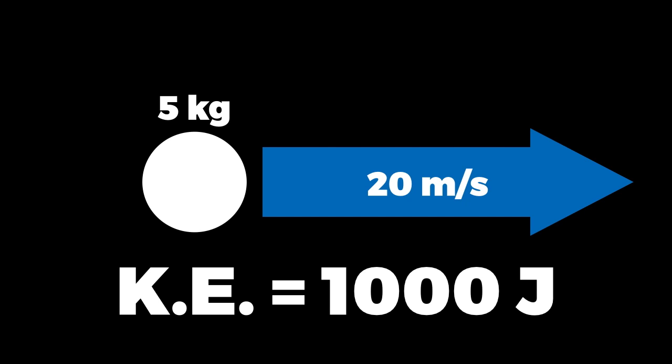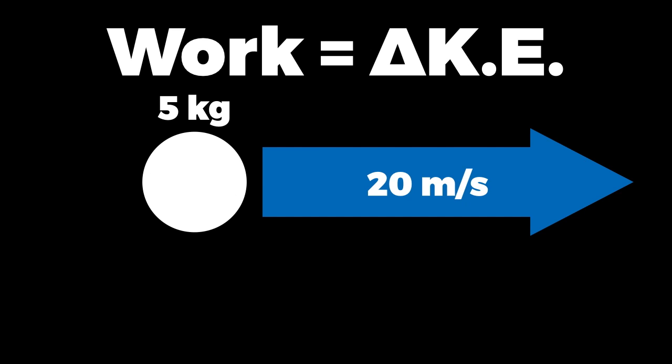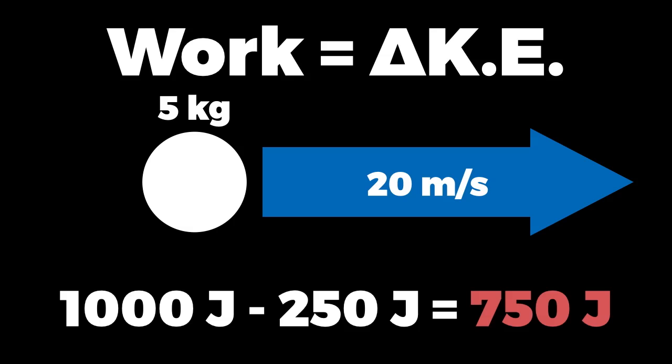Once again, using the formula KE equals 1/2 mv squared, we can calculate the new kinetic energy of the object, which is 1,000 joules. Now remember we said earlier that work is equal to the change in gravitational potential energy. Well, that's also true for kinetic energy. Work is the change in kinetic energy. So we can find the difference between our final kinetic energy, which we calculated to be 1,000 joules, and subtract the initial kinetic energy that we calculated to be 250 joules. And this gives us 750 joules, which means that in order to accelerate a 5 kilogram object from 10 meters per second to 20 meters per second, we will have to exert 750 joules of work.